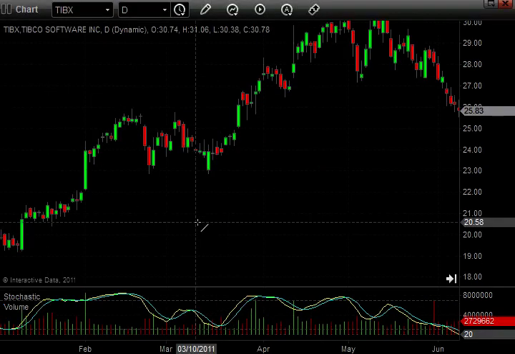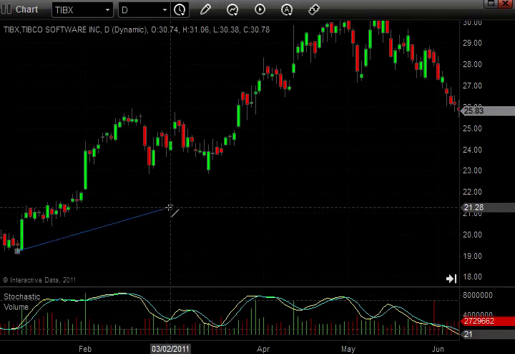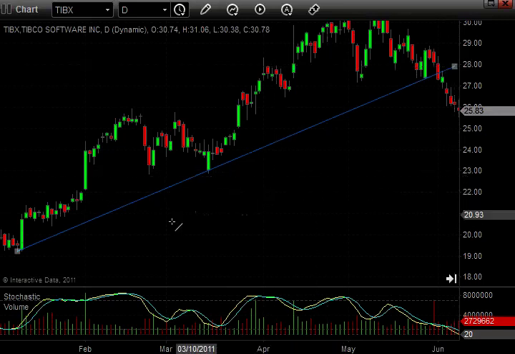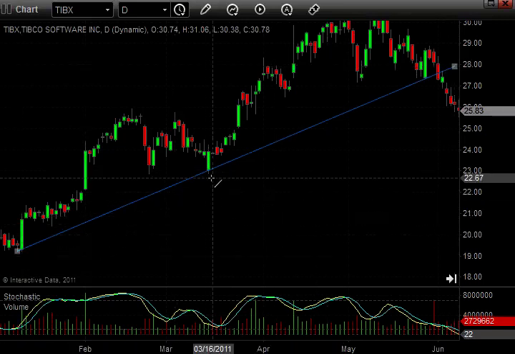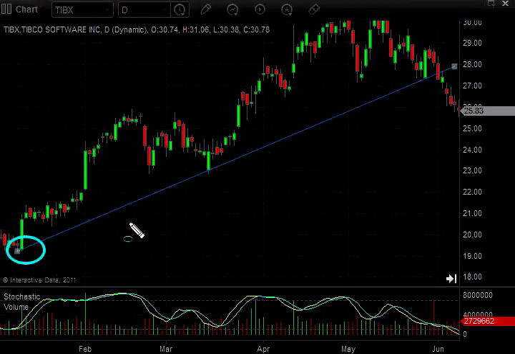Okay, here we have a chart on TIBX, Tibco software. This is the daily chart. Let's go ahead and put a trend line on this, showing this uptrend. You can see we have 1, 2, and 3 points. It started here, provided support again here, and again here. And right here is where it was broken.